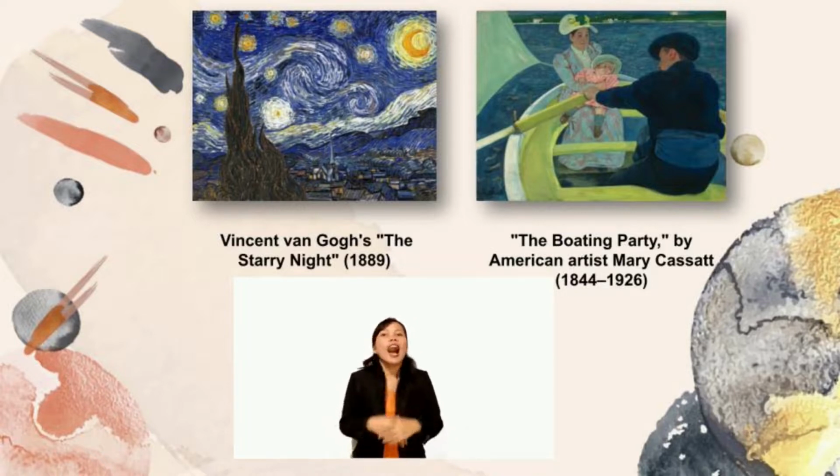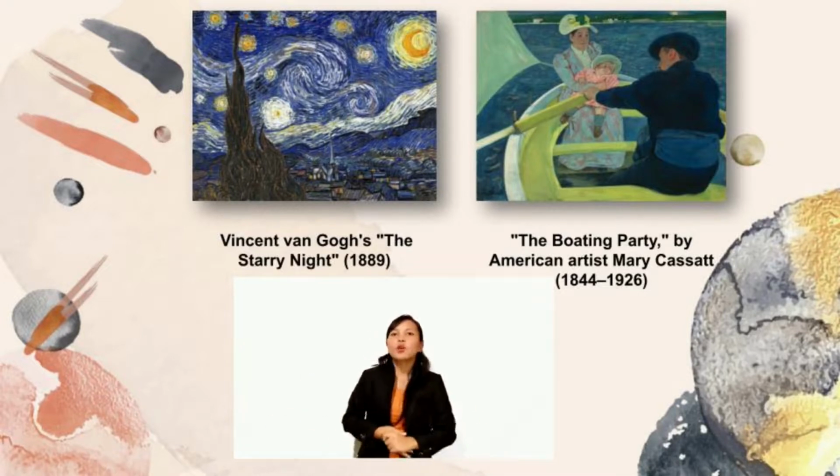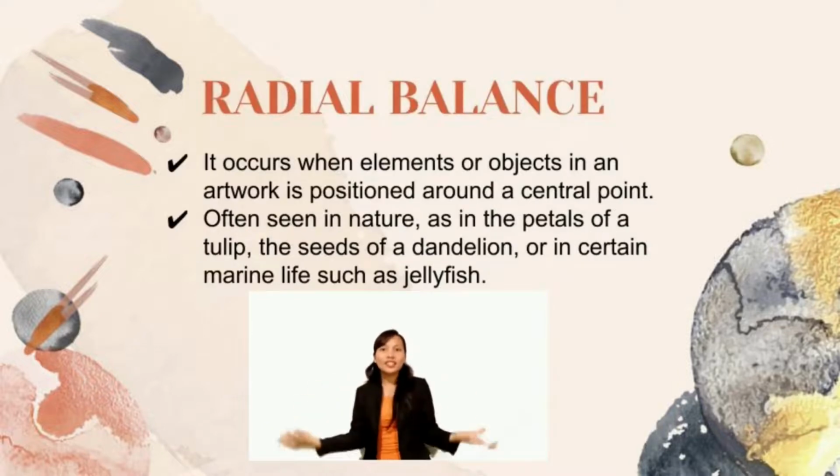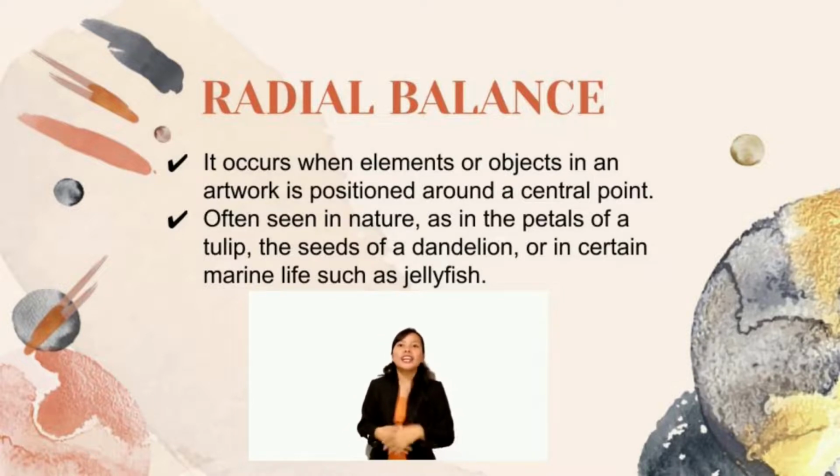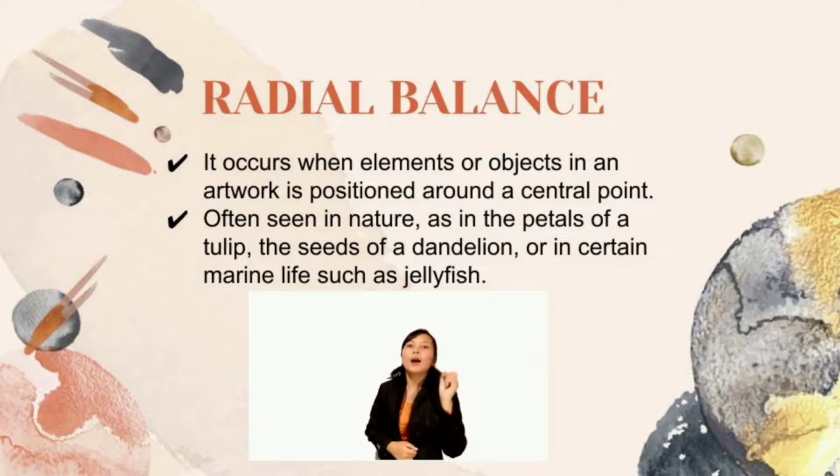Now let's go to the another balance that we have, which is the radial balance. So what is the radial balance? Radial balance occurs when the elements or the objects in an artwork are positioned around a central point. Radial symmetry is often seen in nature, as in the petals of a tulip, the seeds of a dandelion, or in certain marine life such as a jellyfish. It is also seen in religious art and sacred geometry, as in mandalas, and in contemporary art. Thus, radial symmetry has a strong focal point.